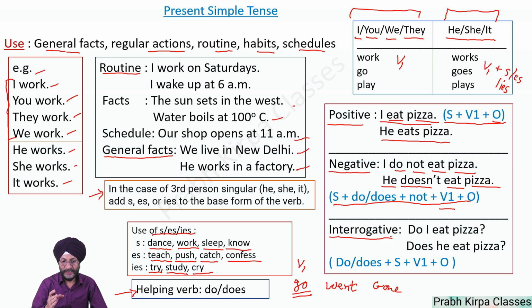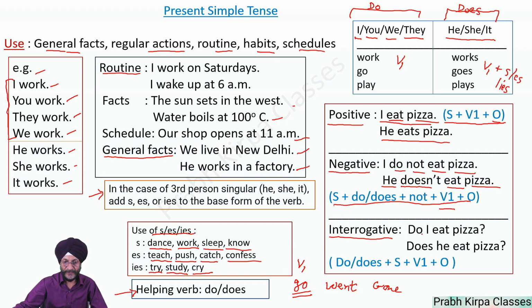In the case of present simple tense, when we have to make it interrogative, we add do or does at the start of the sentence. If the subject is I, you, we, or they, we use do to start the question. And in the case of third person singular, we start the question with does.